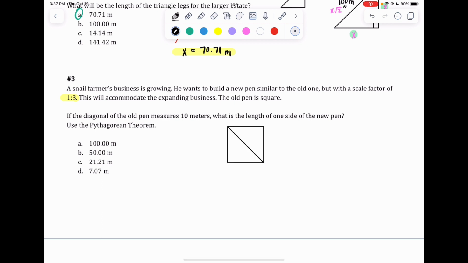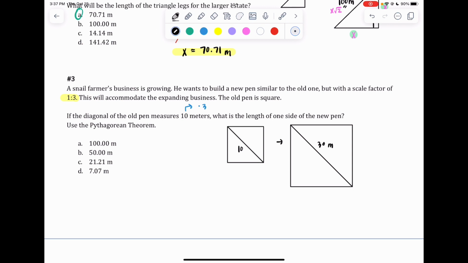So if the old pen is a square and the length of its diagonal is 10 meters, that means that when he creates his new pen with a scale factor of 1 to 3, we have to take that 10 meter diagonal and just multiply it by 3 to get the length of the new diagonal, so it'd be 30.